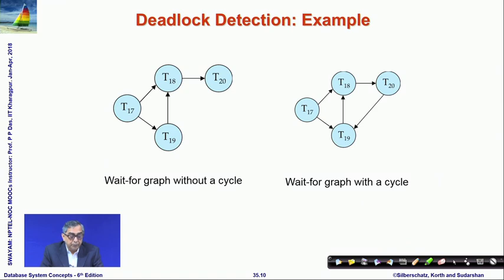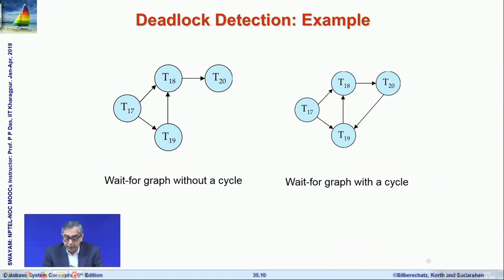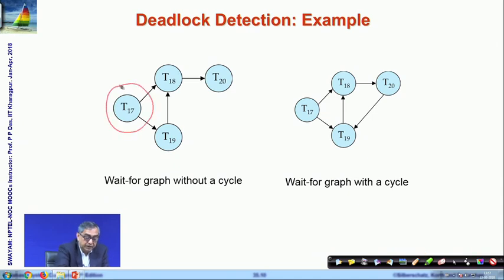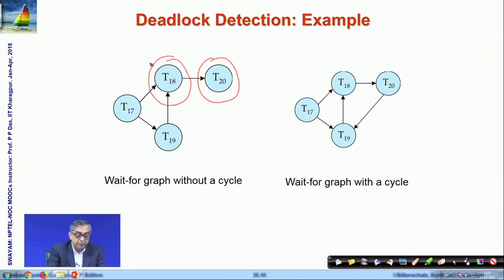So, these are examples of the wait-for graph. For example, here on the left, if I may point out, T 17 is waiting for T 18 and T 19, and T 18 is waiting for T 20. T 20 is waiting for none. So, at some point of time T 20 will be done, and when that is done, then T 18 would be able to proceed, and if T 18 is able to proceed, then T 19 would be able to proceed, and then T 17 would be able to proceed.